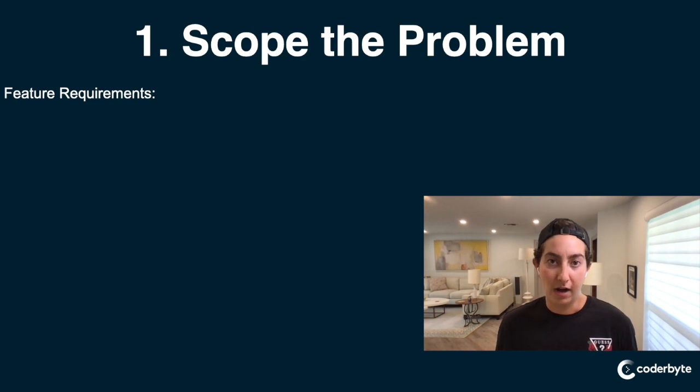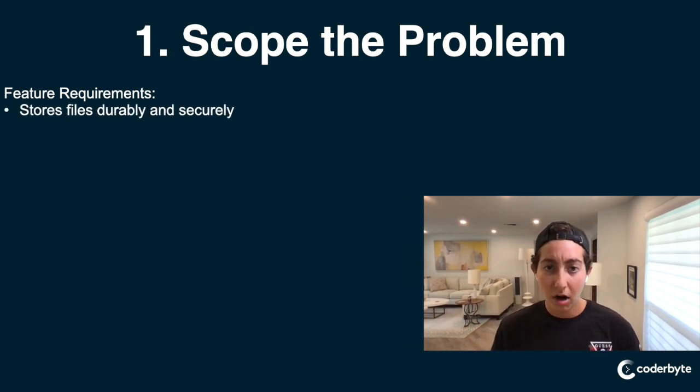What are some feature requirements for Dropbox? Our first feature requirement is that it stores files durably and securely. So what does durably mean? Generally, when I hear the word durably, I think that it has to be accurate and it can't just disappear. If I have a file on my system and I'm assuming that my Dropbox is going to sync it, I am going to expect that that is actually synced, that the file got saved, and not only got saved, but is now accessible from other devices. So that's what I think of when I think of durably.